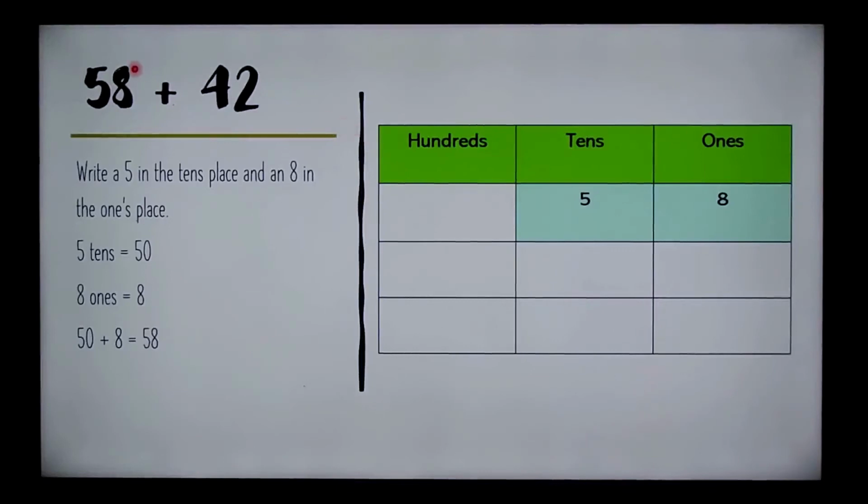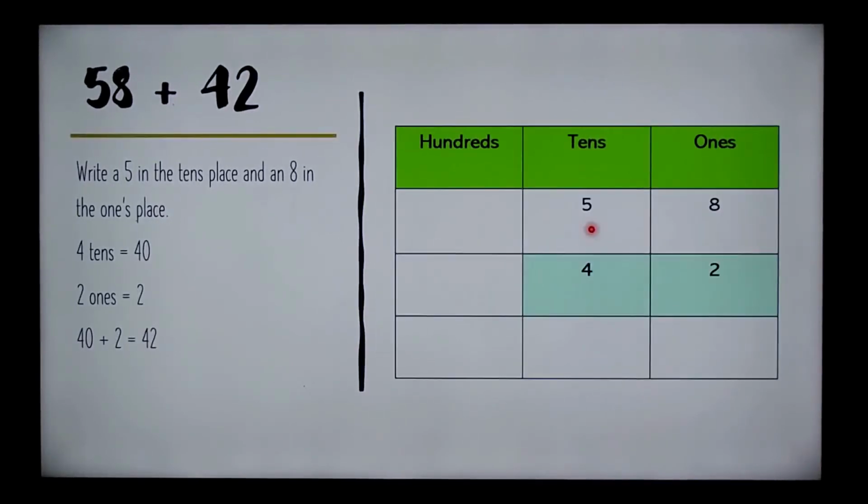So then our next problem for this is 58 plus 42. So this is the same thing as last time. We put a 5 in the tens place and an 8 in the ones place.